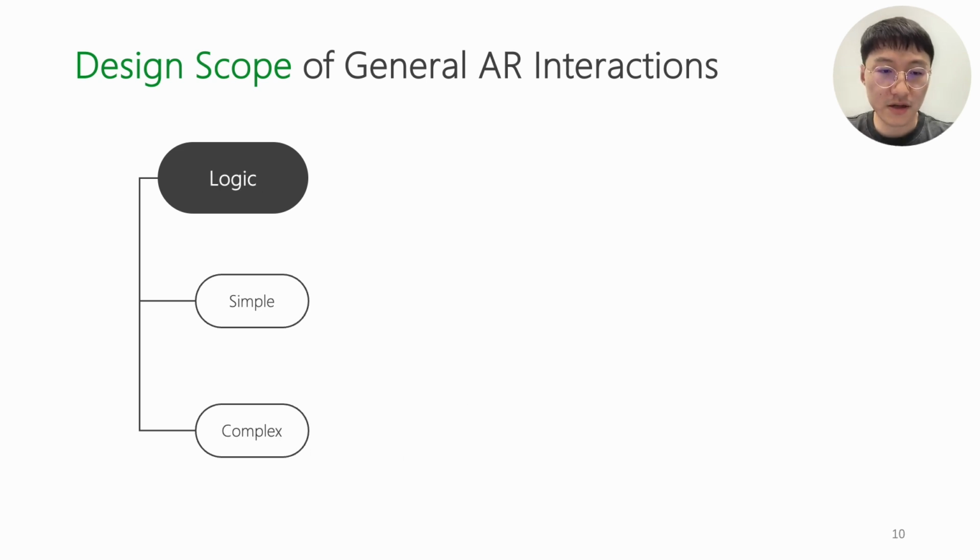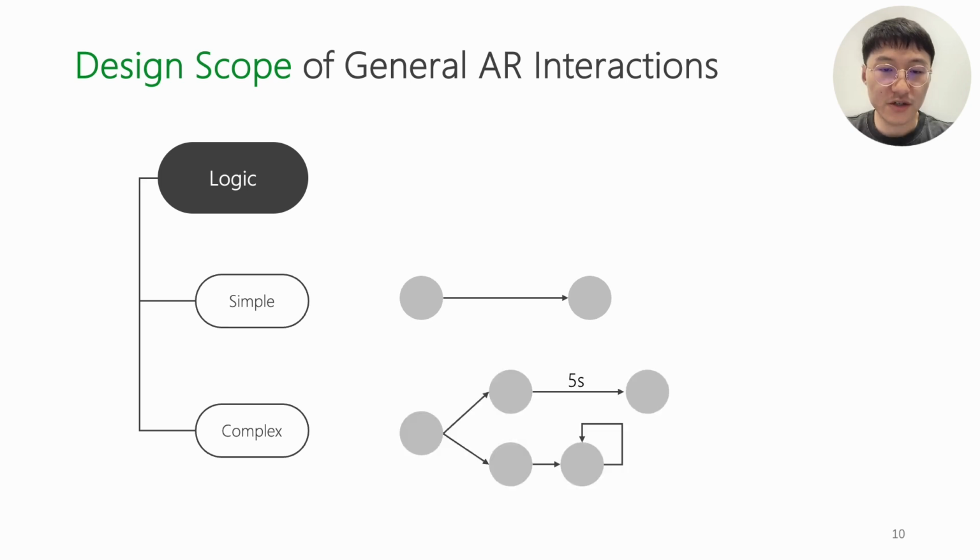An AR interaction can include a range of logic flows, varying from simple to complex. In simple cases, the logic flow may involve straightforward and linear sequence of steps. In complex logic flows, it may contain branches, loops, iterations, time control, and multiple conditional statements.